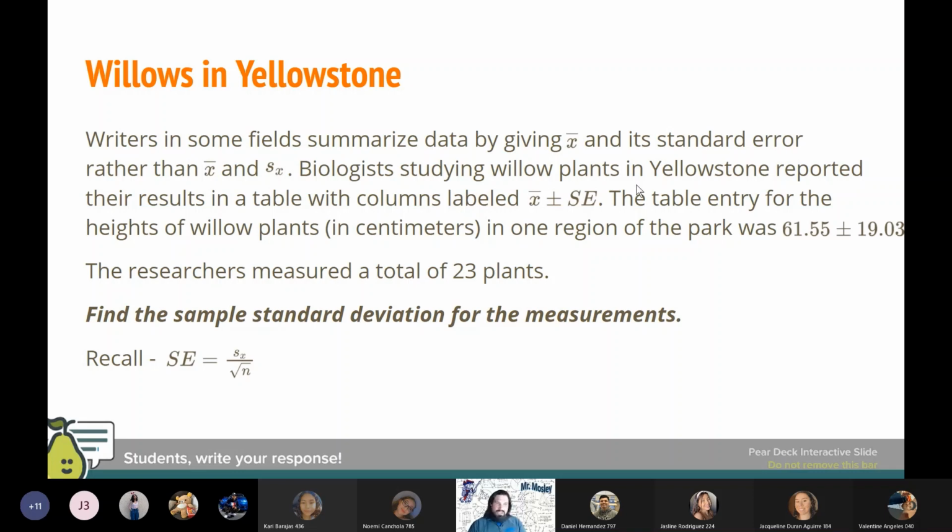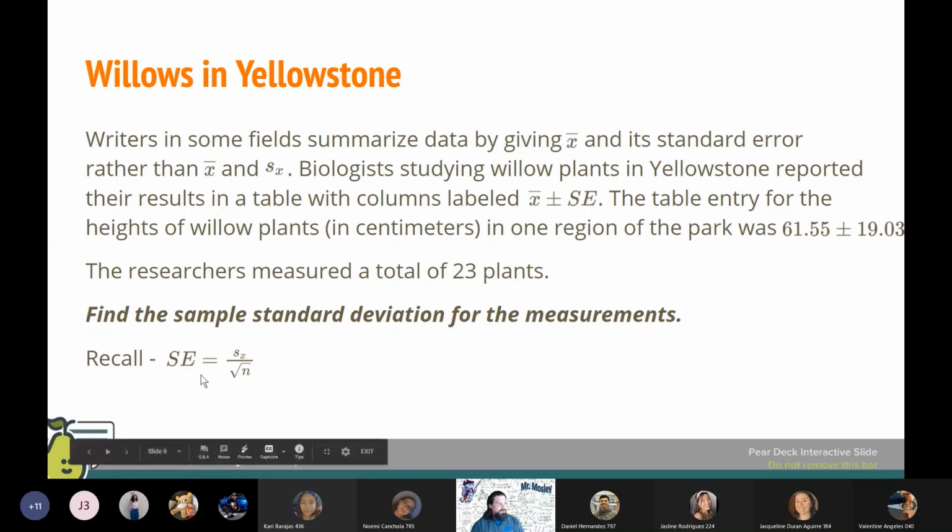Biologists studying willow plants in Yellowstone reported the results in a table with columns labeled X bar plus or minus SE, standard error. The table entry for the heights of willow plants in centimeters in one region of the park was 61.55 plus or minus 19.03. The researchers measured a total of 23 plants. We want to find the sample standard deviation for the measurements.